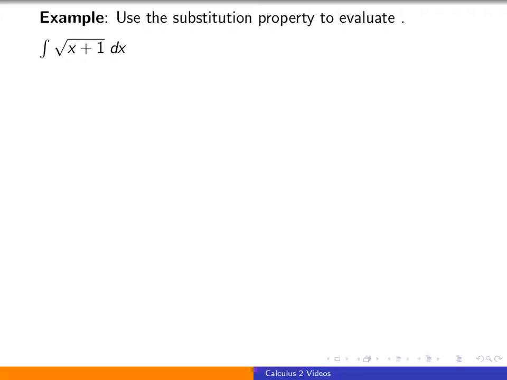We want to pick u to be an inside function, and we want to pick it to be the largest possible inside function. So in this case, we'll let u equal x plus 1. And note, if you let u equal x, that would give you back the exact same integral, so we need more than that. So u equals x plus 1. So du is the derivative of x plus 1, which is 1, times dx. So the dx simply becomes the du.